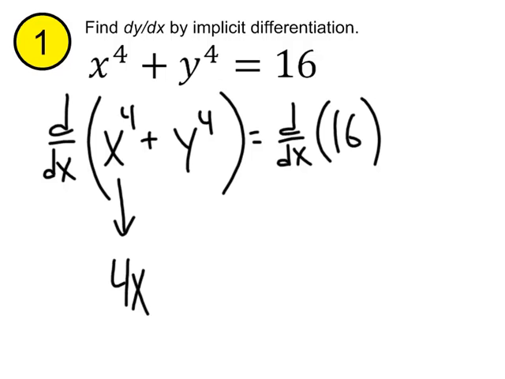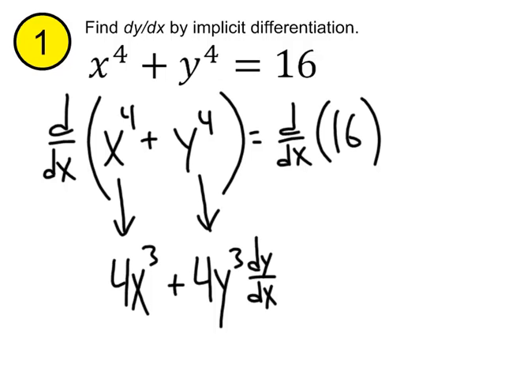4x to the third. And again, this is where a moment ago I had a dx over dx, but then I said we don't really have to write that, correct? However, when we derived the y to the fourth, we saw the effect of the chain rule. We saw that we not only got 4y to the third, but we had dy over dx. And over here, the derivative of a constant will always be 0.